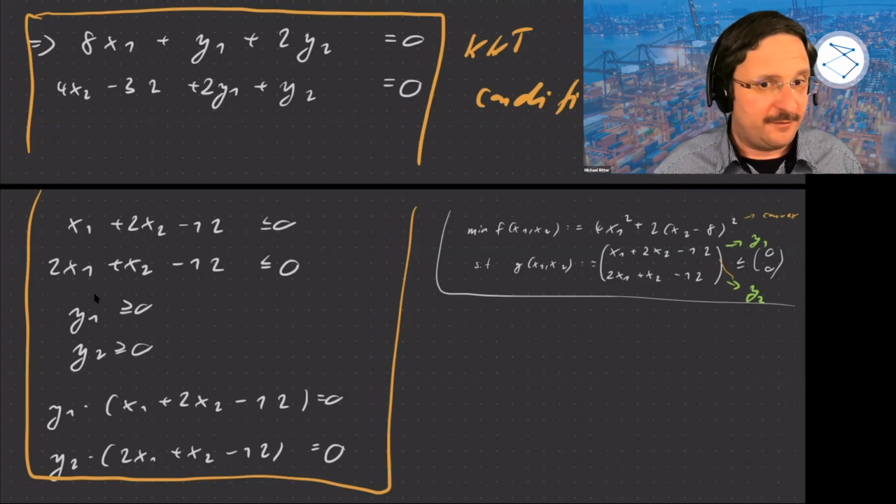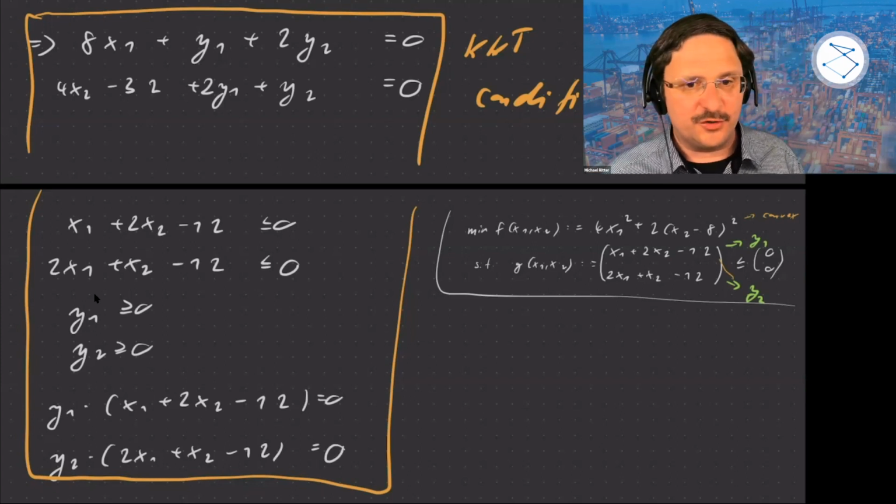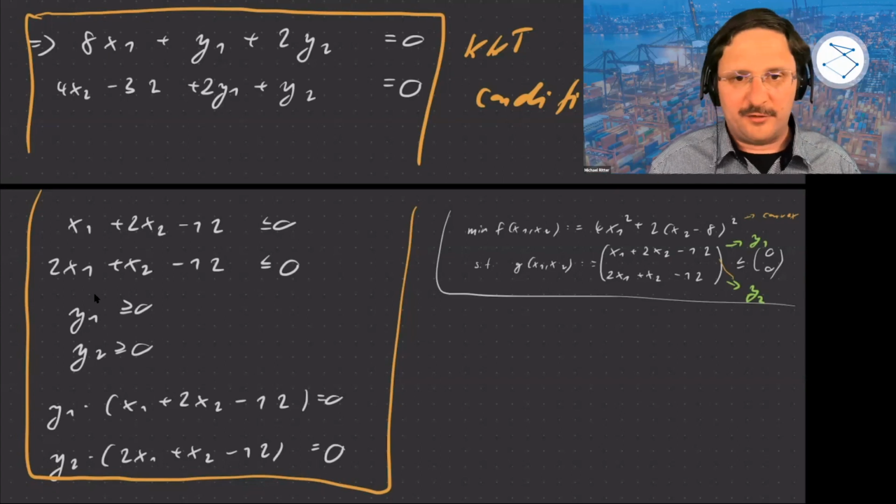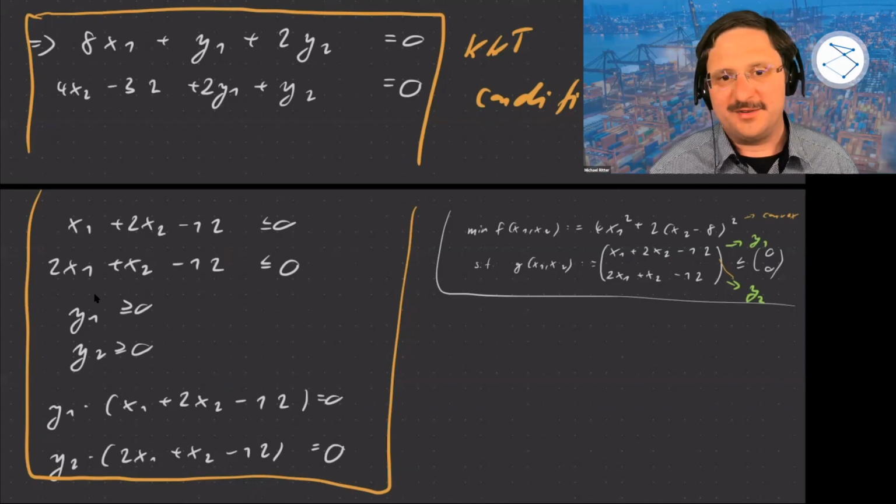And generally, if we don't have convexity, not every KKT point will be an optimal solution to this problem. Have a look at the last sheet. That has plenty of examples of that kind.